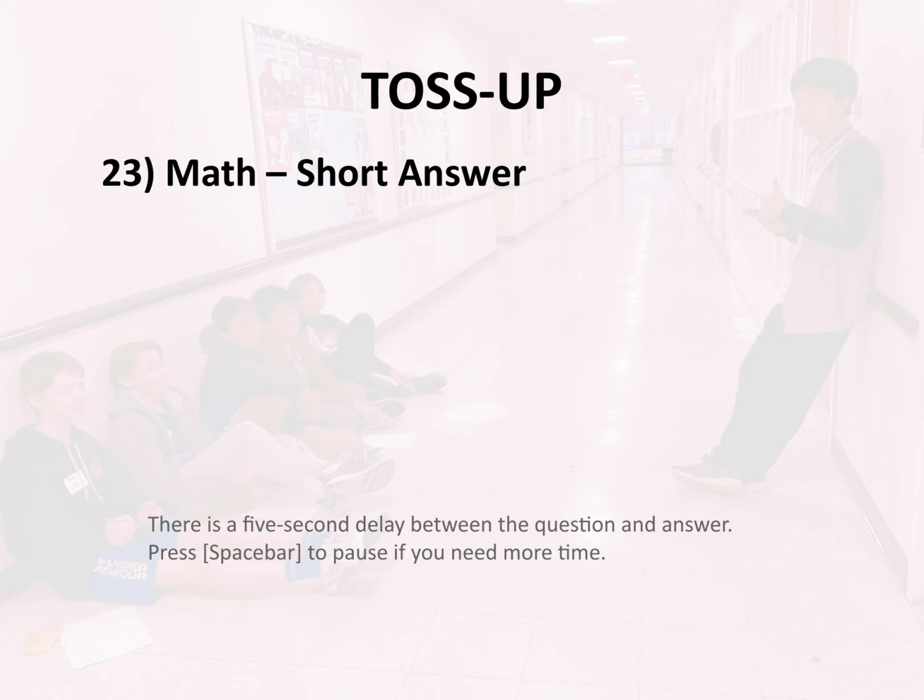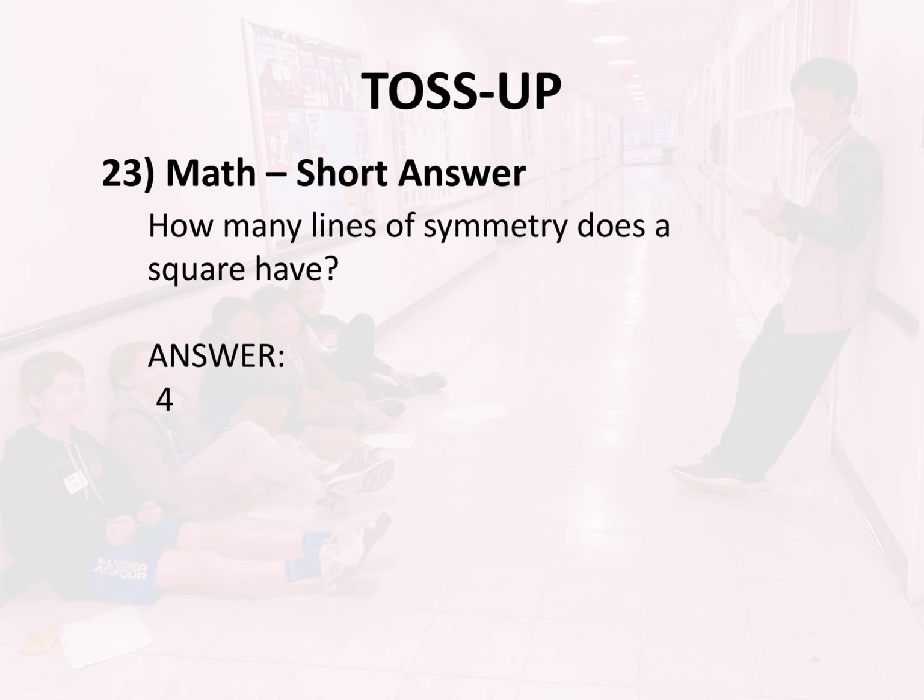Toss-up 23. Math, short answer. How many lines of symmetry does a square have? Answer: 4.